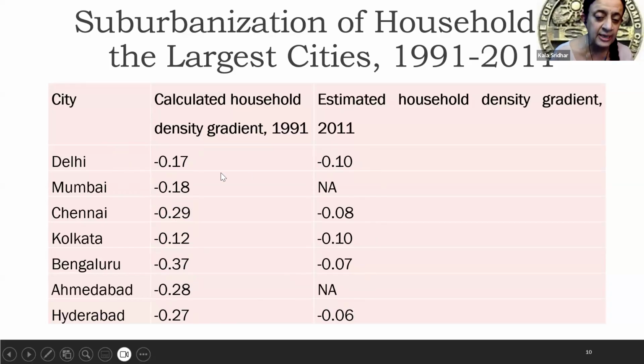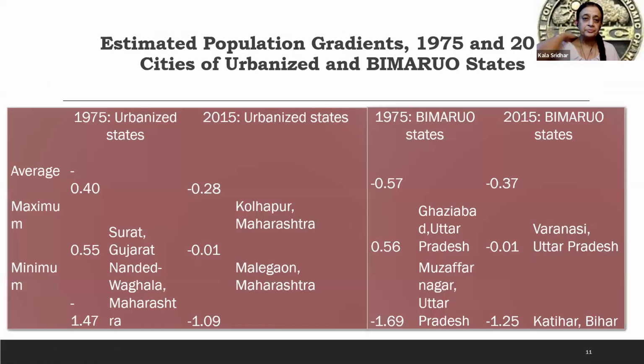So you find that Delhi's household suburbanized, as may be seen in a decline in its absolute value. And Mumbai, we could not really estimate this for 2011. And Chennai, that also suburbanized households. This is households, right? Kolkata, Bangalore, Hyderabad, everywhere is the same story, right? That they all suburbanized undoubtedly. And this is remembering the caveat that in 1991 they were calculated, whereas in 2011 they were basically estimated.